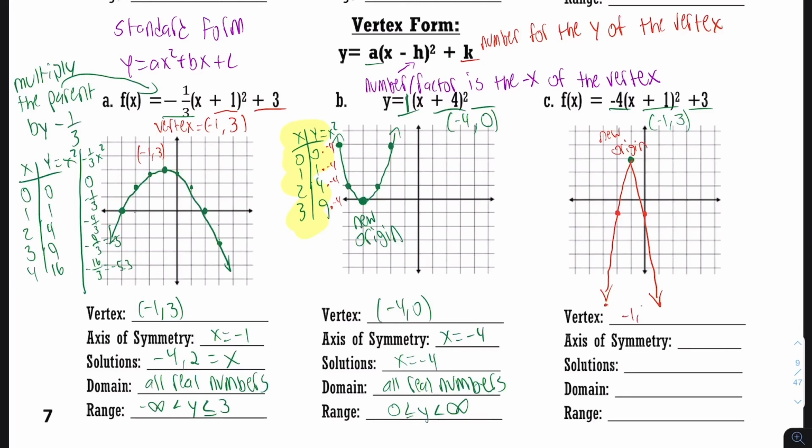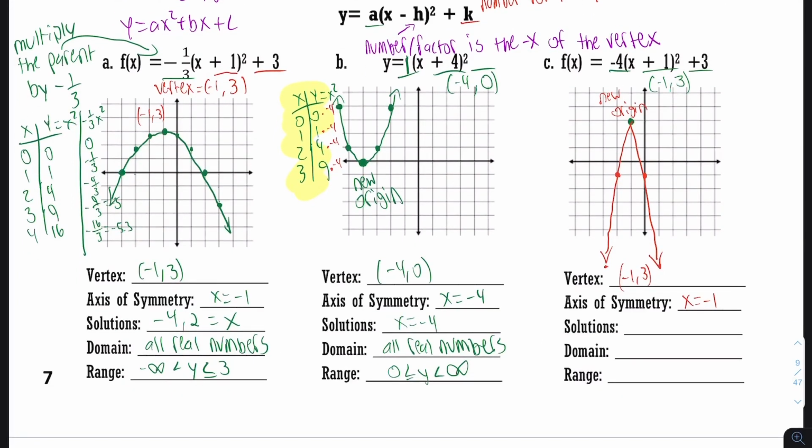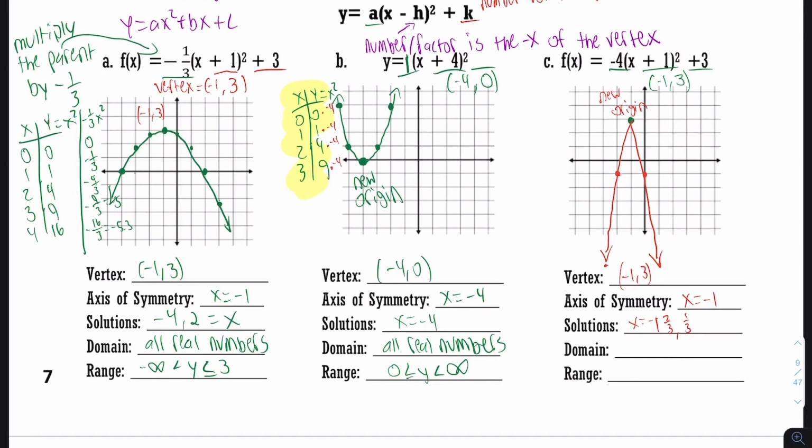Vertex is at -1, 3. Axis of symmetry, x equals -1. Solutions, well, those are kind of hard to see, so we'll just estimate. X equals -1 and 2/3, and the other one I'll put as -2/3. Maybe it is, maybe it isn't. It's close. It's estimating.